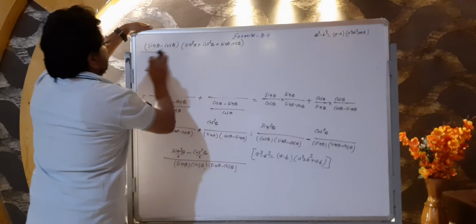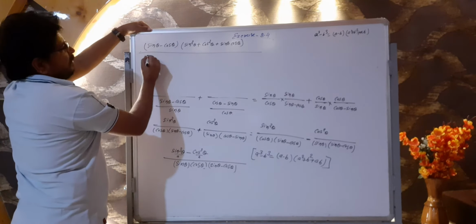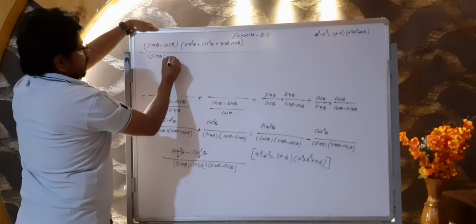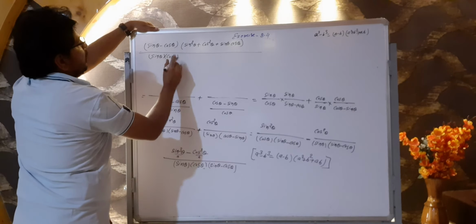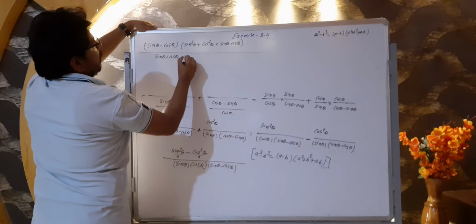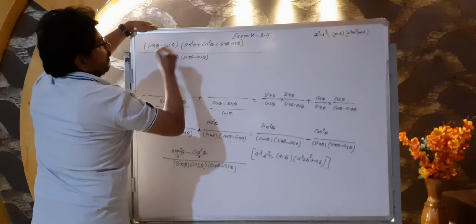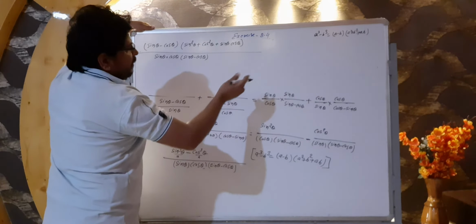That we have to write in the same manner. Same to same you have to write. What was here? Here sin theta, cos theta, sin theta, cos theta, and another one is sin theta minus cos theta. Okay, clear this thing?